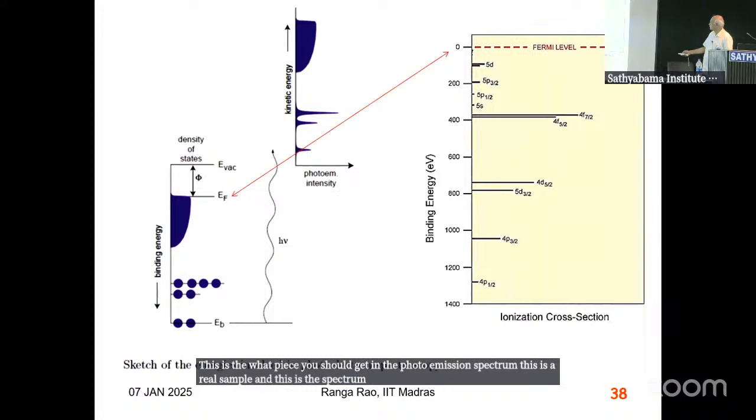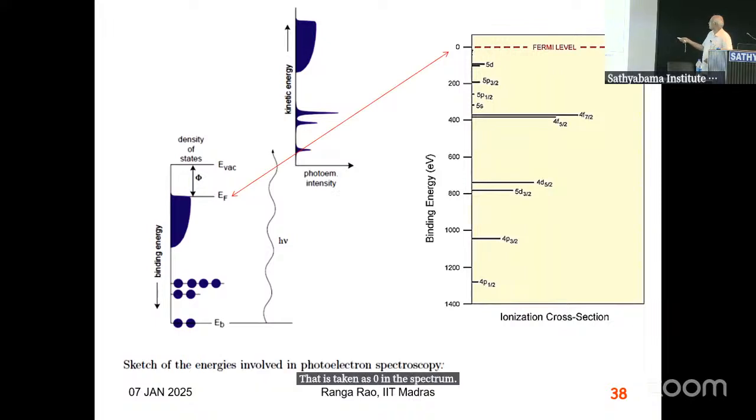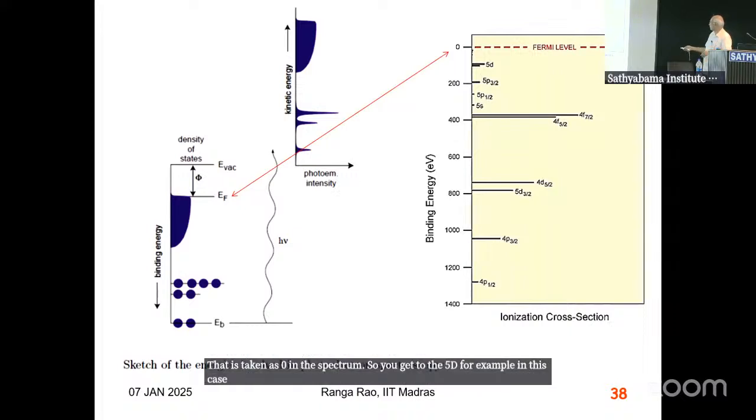Now this EF is taken as 0, the Fermi level. So in the real spectroscopic spectrum, wherever that EF comes, that is taken as 0 in the spectrum. So you get the 5D. For example, in this case, let's say one of the elements like gold, you have 5D, 5P 3/2, 5P 1/2, 5S, 4F, 4D, 4P, and so on and so forth. So n equals 4 and 5 orbitals or levels are probed here.